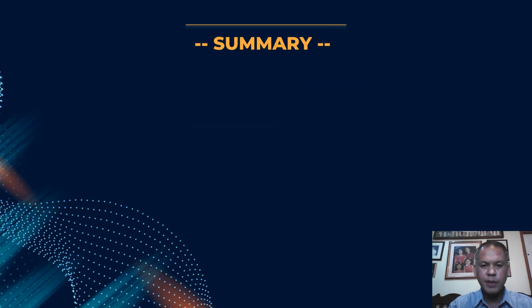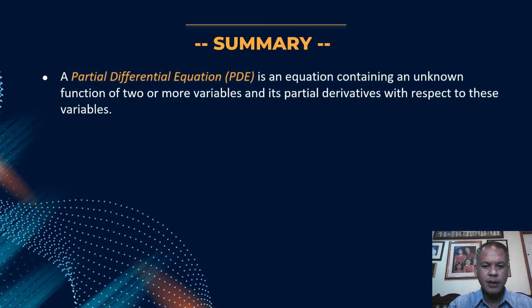To summarize what we have learned from this topic, first, a partial differential equation or PDE is an equation containing an unknown function of two or more variables and its partial derivatives with respect to these variables. Second, the second-order partial differential equation can be classified as hyperbolic if b squared minus 4ac is greater than 0, parabolic if b squared minus 4ac is equal to 0, and elliptic if b squared minus 4ac is less than 0.